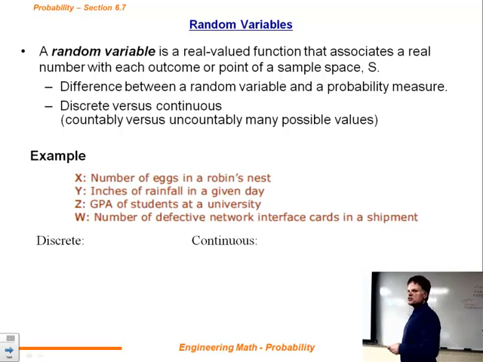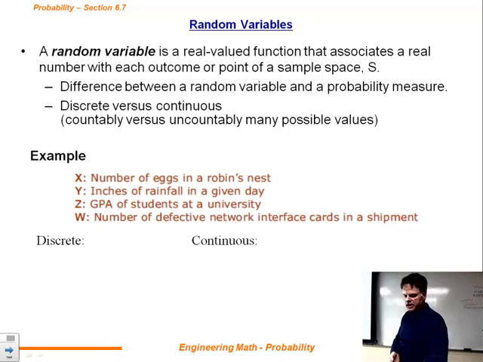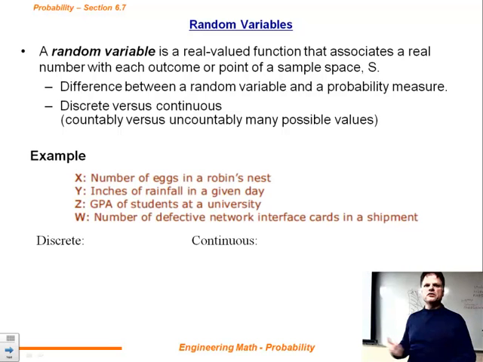The probability measure also associates a number with each outcome, its probability. So actually, the probability is an example of a random variable. It's a special random variable. But now, a random variable could be lots of different things besides probability. There are two types of random variables, depending on what the space of possible values there could be. We call them either discrete or continuous.